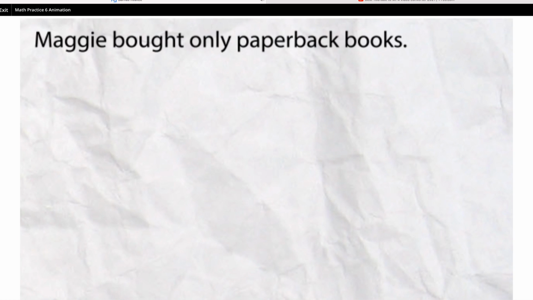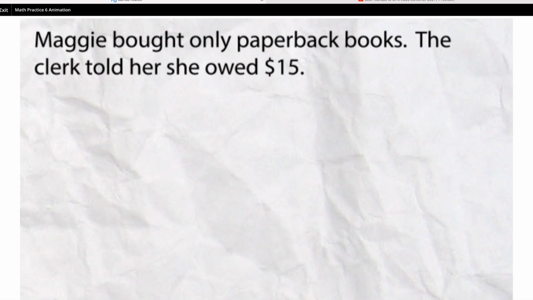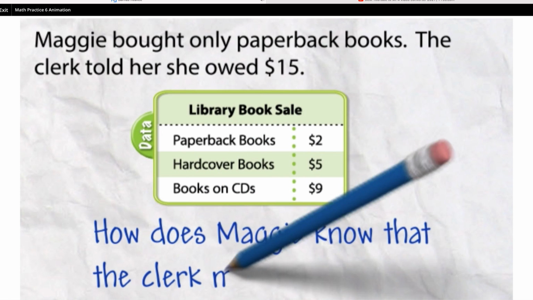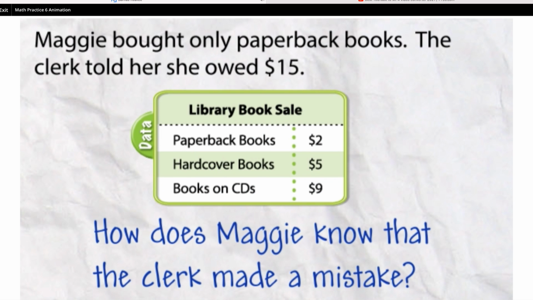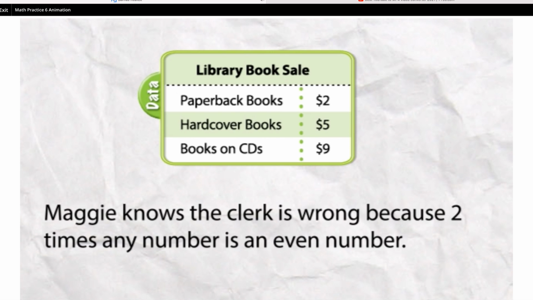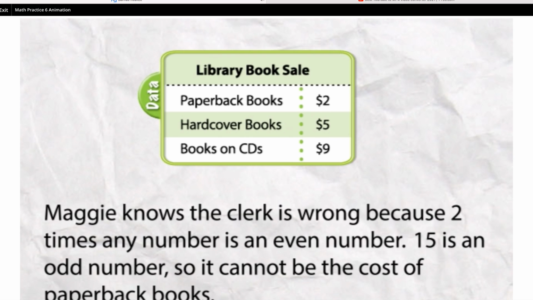Maggie bought only paperback books. The clerk told her she owed $15. How does Maggie know that the clerk made a mistake? Maggie knows the clerk is wrong because 2 times any number is an even number. 15 is an odd number, so it cannot be the cost of the paperback books.